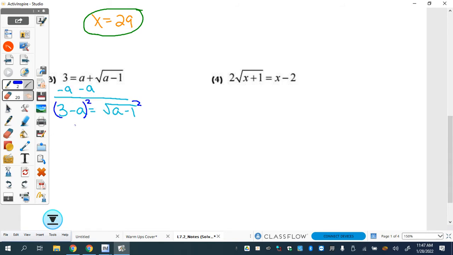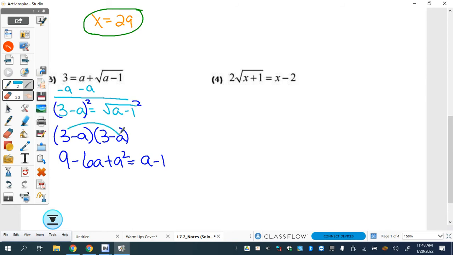People always still mess up over here on the left side. 3 minus a squared is not 9 minus a squared or 9 plus a squared. Remember, that ends up creating a trinomial. That's 3 minus a times 3 minus a. So that gives me 9 minus 6a plus a squared equals my a minus 1. Because when I do my distributive, 3 times negative a is negative 3a plus a negative 3a, which is where my negative 6a comes from. It's from multiplying those outsides and the insides.